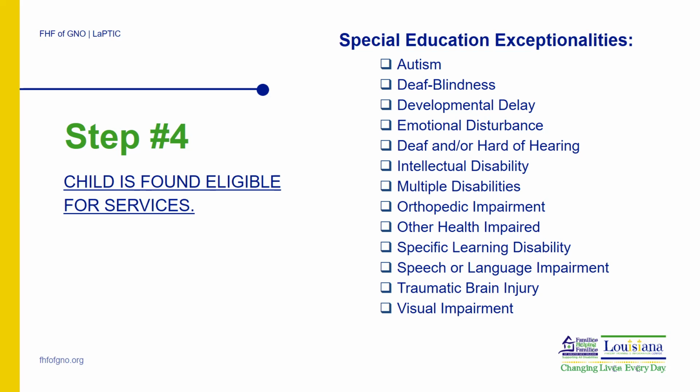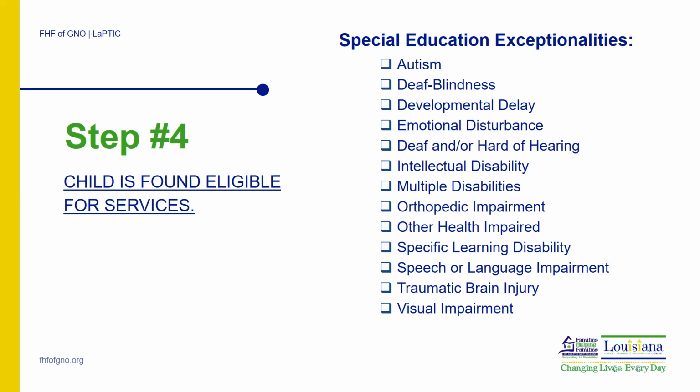Special education exceptionalities fall under these categories or diagnoses, and you see them on the screen. They are autism, deaf-blindness, developmental delay, emotional disturbance, deaf and or hard of hearing, intellectual disability, other health impairment, orthopedic impairment, multiple disabilities, speech language impairment, specific learning disability, traumatic brain injury, and visual impairment. Gifted and talented are also exceptionalities, but for our purposes, we're going to go by this list.